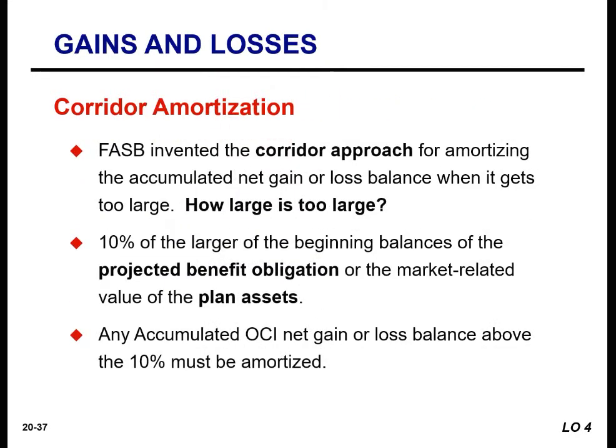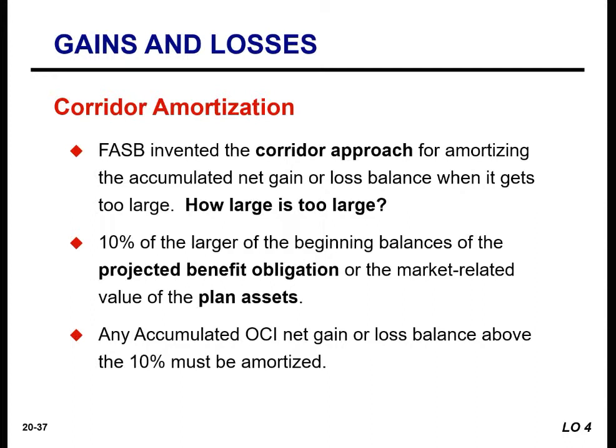To limit the potential growth, FASB requires what's called the corridor approach for amortizing the balance in the accumulated other comprehensive income account when it gets too large. The accumulated other comprehensive income account is considered too large and has to be amortized when it exceeds 10% of the larger of the beginning balance of the projected benefit obligation or the market-related value of the plan assets. So whichever one's larger, 10% of that.